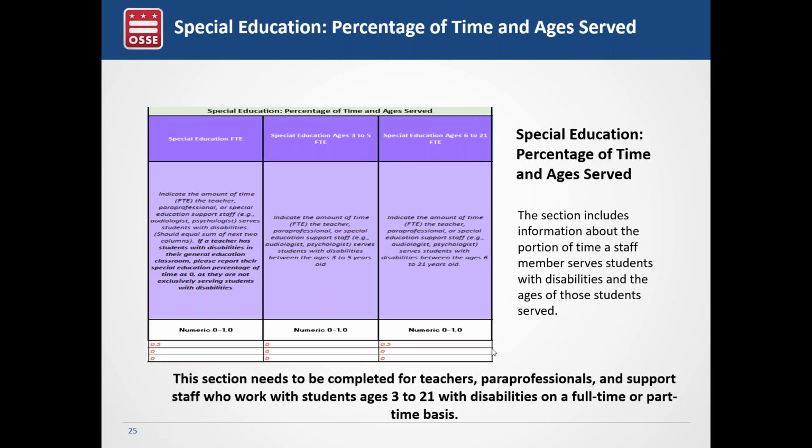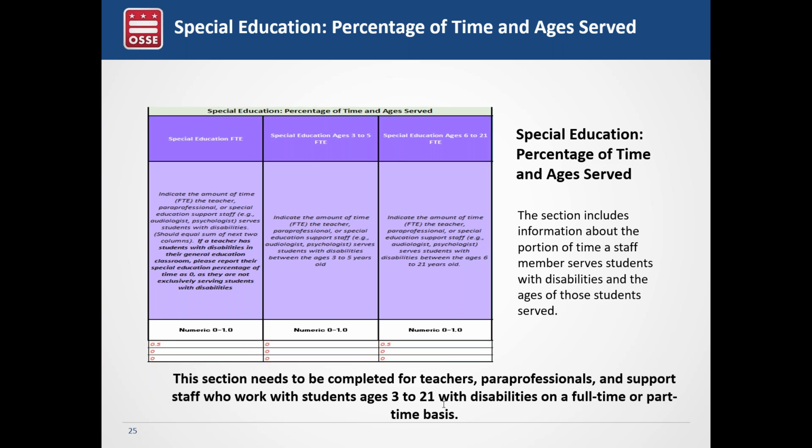All right, so the next section is special education, percentage of time and ages served. And so this should be reported for all of your staff that work specifically with students with disabilities. This is for paraprofessionals who work with your students with disabilities, for teachers, and for support staff, your physical therapists, speech language pathologists, counselors, etc. And this is for anyone who works with students aged 3 to 21 on a full-time or part-time basis. You do not need to list every teacher who happens to have a student with disability in their classroom as having time in this bucket.